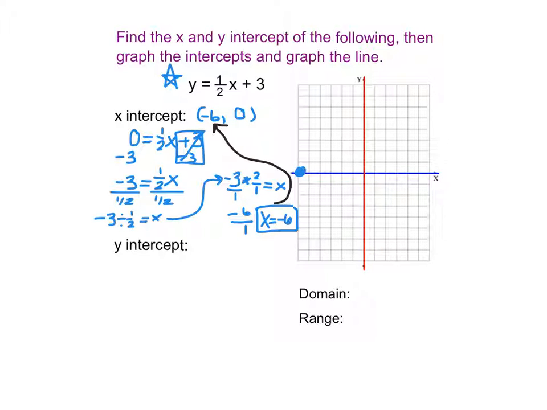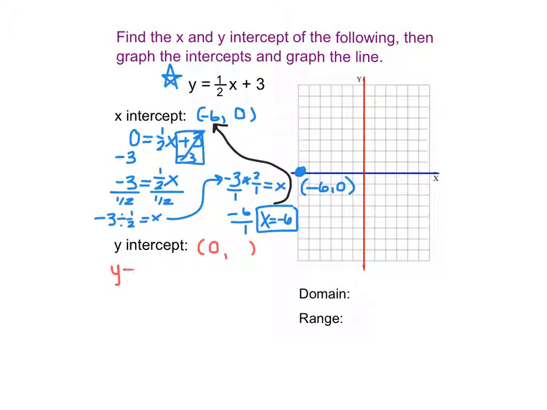So here I have x is -6, y is 0. That is my x-intercept point. Then from here I need to find my y-intercept, and what I know about my y-intercept is that at the y-intercept point, x is 0 and we need to find y. So what we're going to do here is substitute in 0 for x and find the y value that corresponds with it.